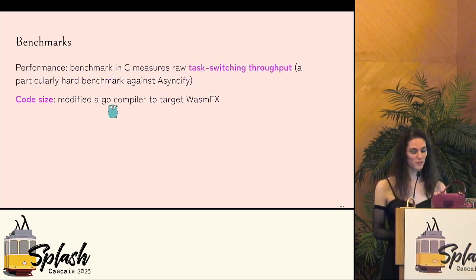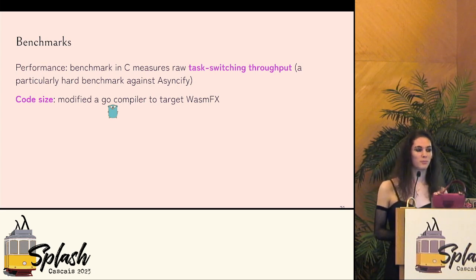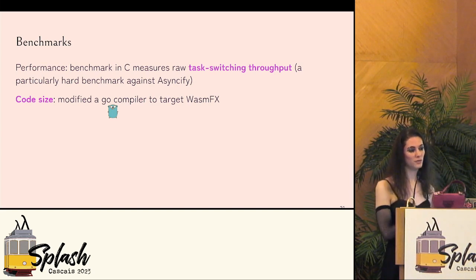We have two benchmarks. One is a benchmark measuring raw task switching throughput. It's written in C. And this is a particularly hard benchmark against asyncify because while we're measuring switching between stacks, asyncify is simply representing this with branches and calls. And we also have a code size benchmark, which compiles Go programs, both using asyncify and using WasmFX.